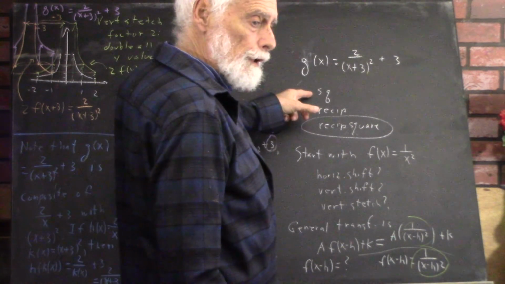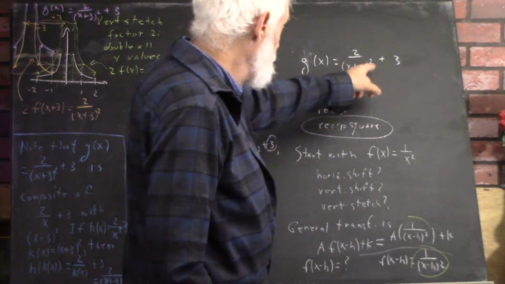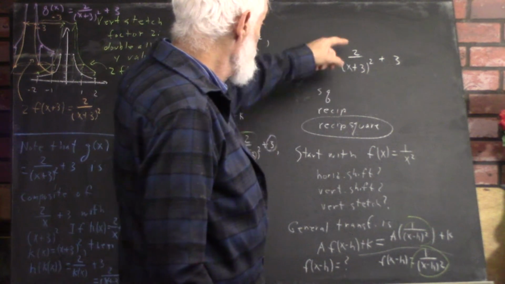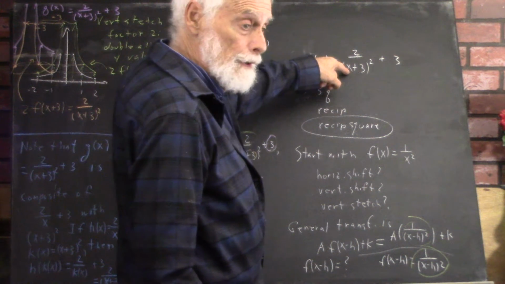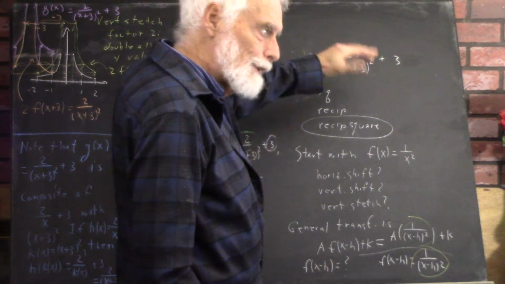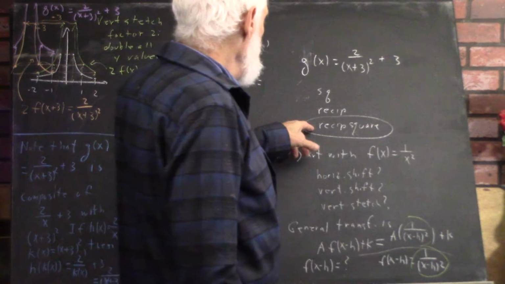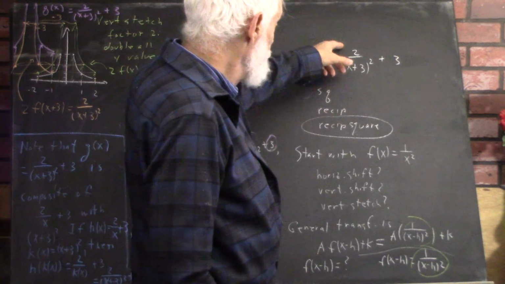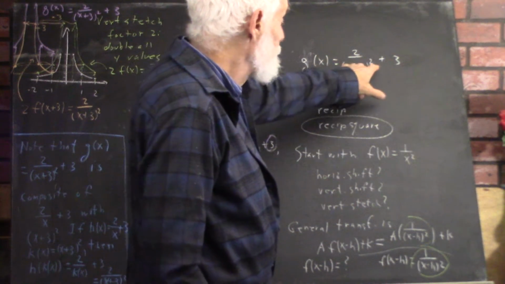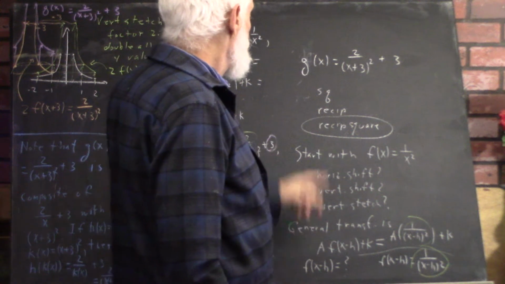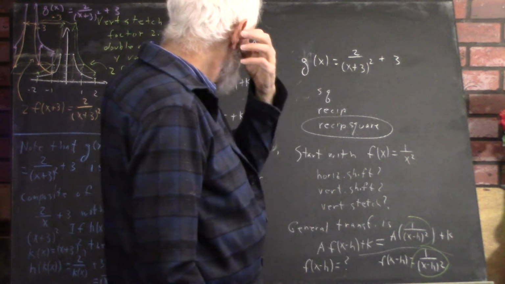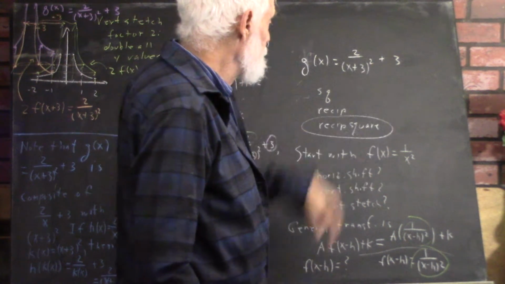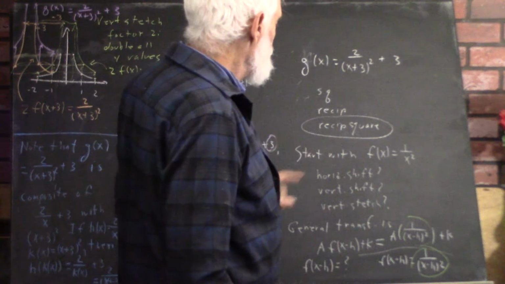Now, you might not want to eliminate the squaring function immediately because we do have a square here. You might not want to eliminate the reciprocal function because we do have a reciprocal with the variable in the denominator. And we certainly wouldn't want to eliminate the reciprocal square function because we have a reciprocal and a square. Well, everybody pretty well concluded that this is a transformation of the reciprocal square function. So what is the transformation?